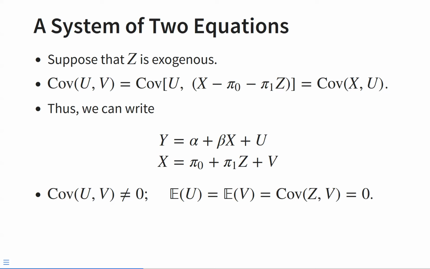So we can write y equals alpha plus beta x plus u. That's our causal model. And we can also write x equals pi naught plus pi 1 z plus v. That is not a causal model. That is a tautology. It's true by definition, given the way we've defined pi naught, pi 1, and v.